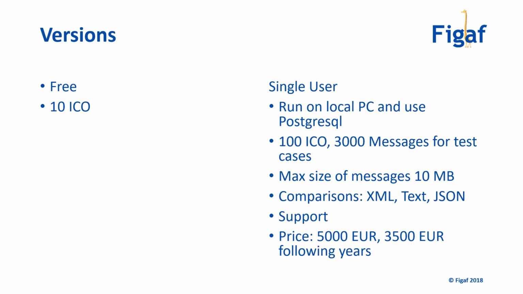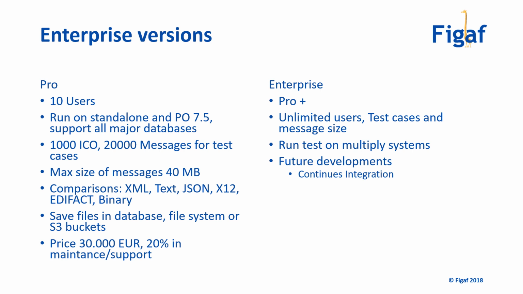There are some different versions. There's a free version that allows you to have 10 ICOs. There's a single user license also, if you just have some small scenarios. And then you have the Pro and Enterprise versions for bigger customers. There's 20% maintenance and support, including upgrades, which is quite important because there are quite a lot of new features that we're releasing to get customers to adopt these changes.